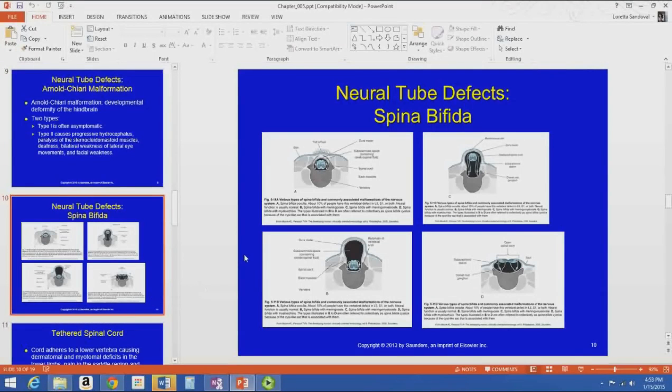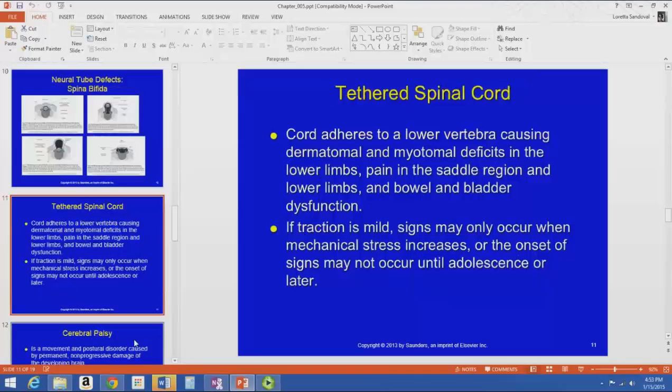So I'll talk more specifically about spina bifida, and we'll talk about the different types and the prognosis and the physical therapy treatment. But we'll talk about a couple other developmental deformities first. A tethered spinal cord is where the cord adheres to a lower vertebra.